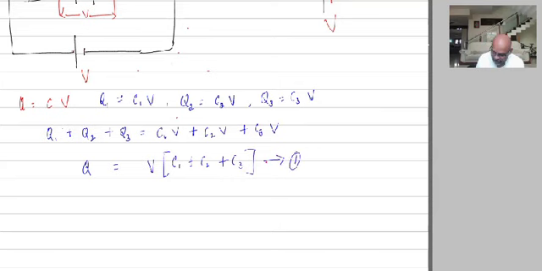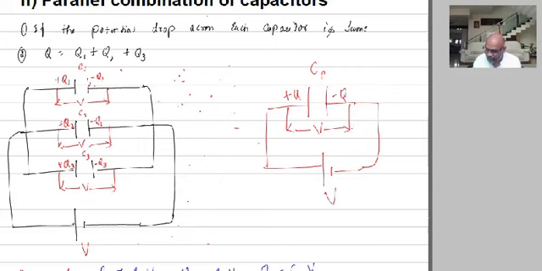Now apply the same formula, according to the definition of capacitance, for the equivalent capacitor. According to that, Q is equal to V into Cp. This equation you call equation number 2. This is the equation we obtain when we apply the definition of capacitance for an equivalent capacitor. Q is equal to V into Cp. Here, just check, Q1 is equal to V into C1.